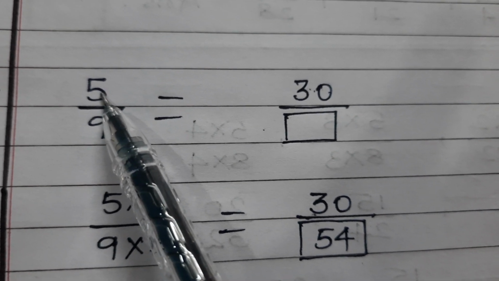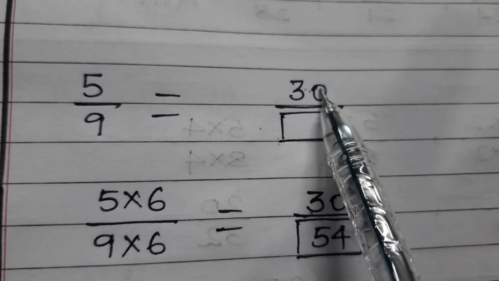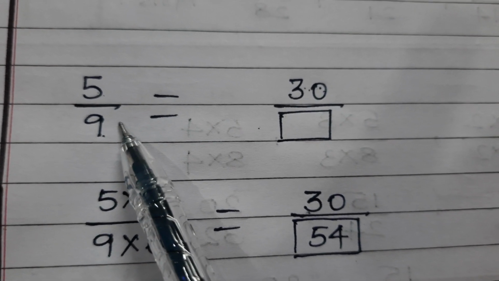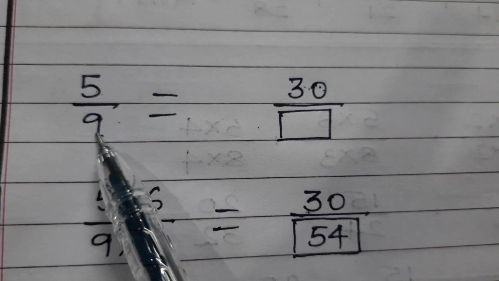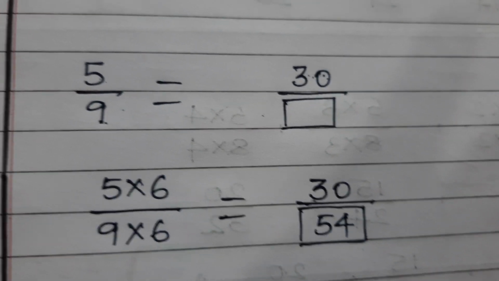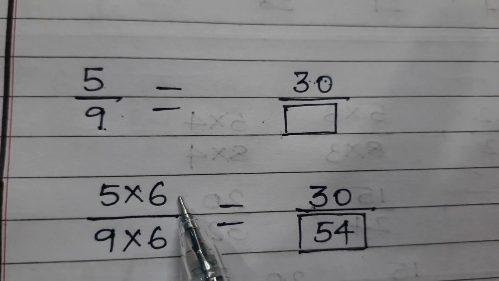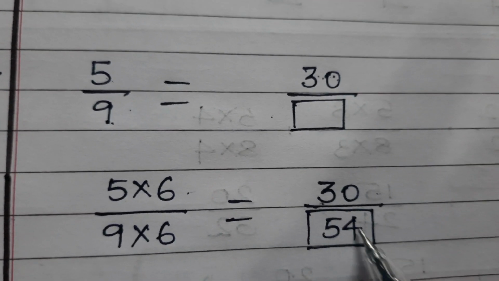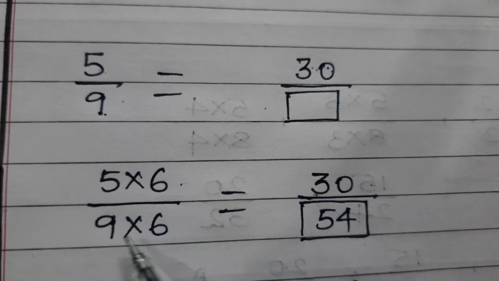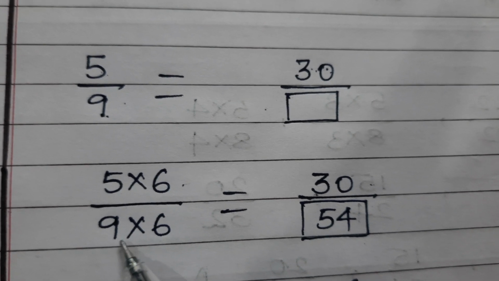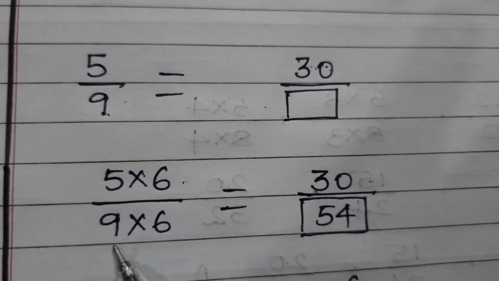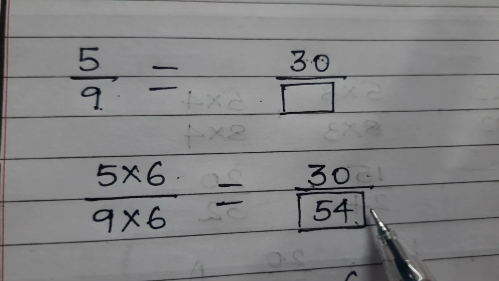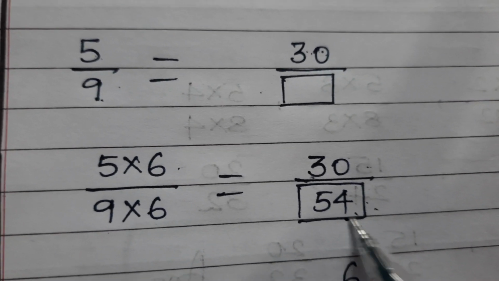So as we multiply this 5 by 6, we get 30. So we have to multiply this 9 by 6 also. After multiplying this 9 by 6, we get 54. See, 5 into 6 is 30. As 30 is given, and the denominator will be multiplied by the same number, that is 6. So 9 into 6, 9 sixes are 54. So 54 is your missing denominator and this is your answer.